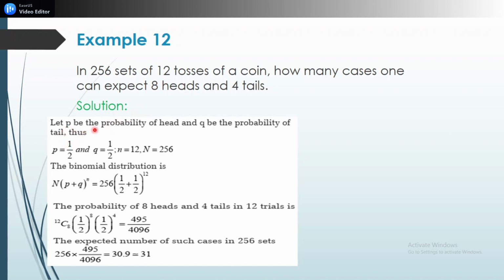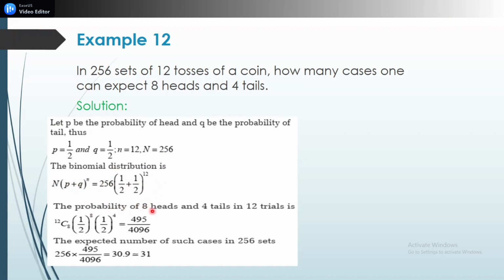Let P be the probability of head and Q the probability of tail. Finding the head is success, finding the tail is failure. The probability of getting a head is equal to 1/2, and the probability of getting a tail is equal to 1/2. Then n is equal to 12, and capital N, the number of sets, is equal to 256. The binomial distribution can be written as here. We only have to make substitution.